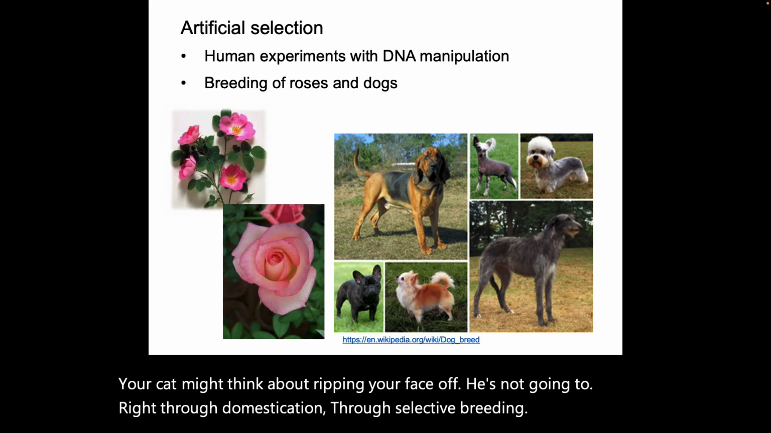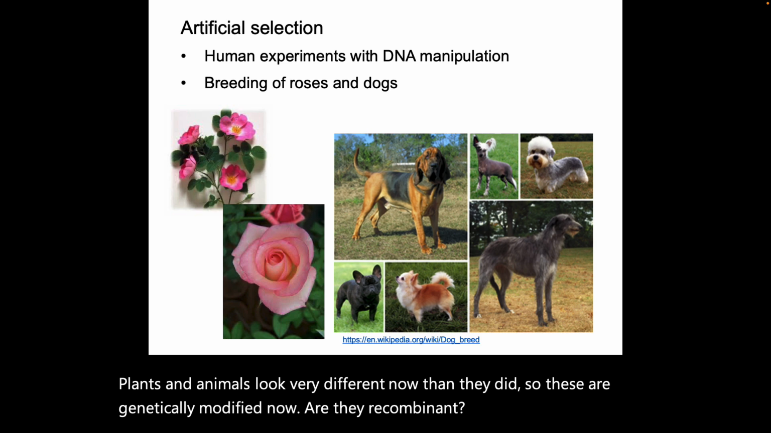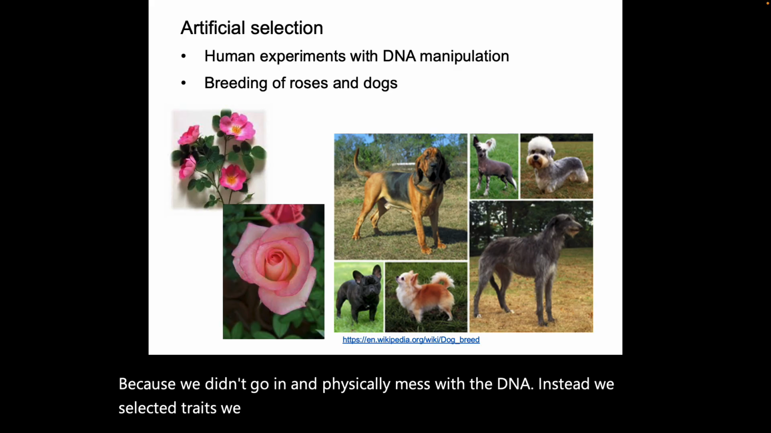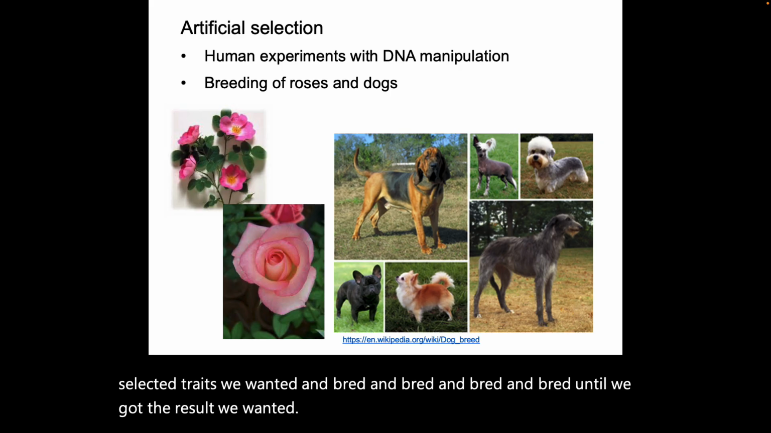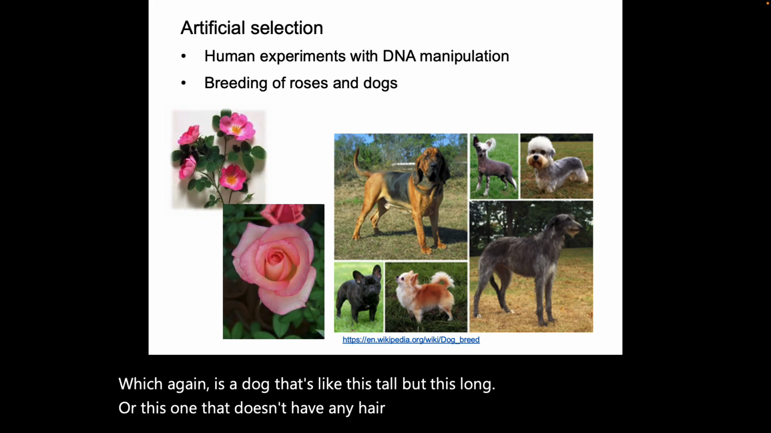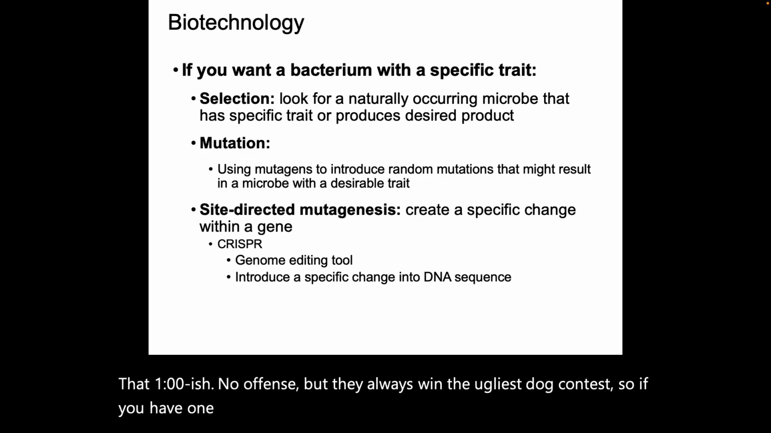Plants and animals look very different now than they did. So these are genetically modified. Now, are they recombinant? Not necessarily, because we didn't go in and physically mess with the DNA. Instead, we selected traits we wanted and bred and bred until we got the result we wanted, which again is a dog that's this tall but this long. Or this one that doesn't have any hair. Those Chinese crested, man. No offense, but they always win the ugliest dog contest. So if you have one of those, it's not just me, okay?